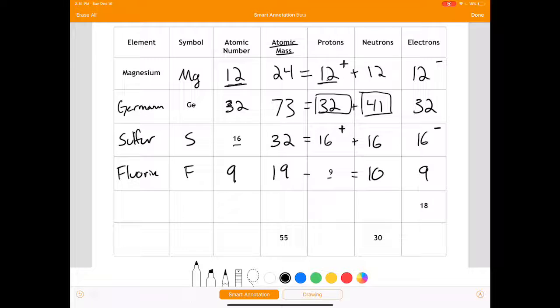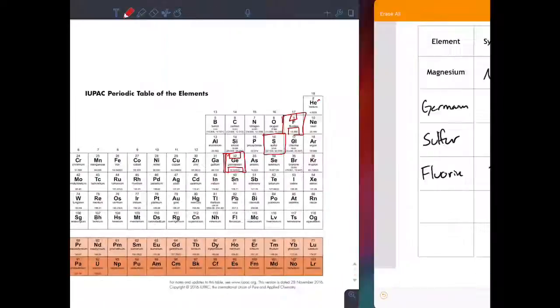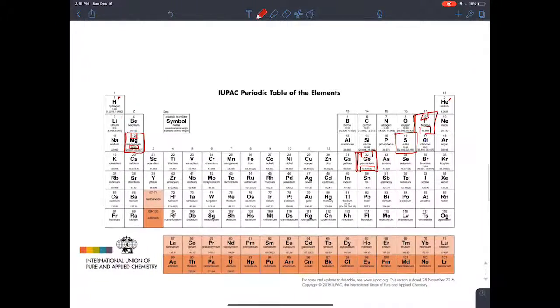Fluorine, F. Now over here all we're given is electrons, but if we know electrons, we know protons. If we know protons, we know atomic number. Let's find what has an atomic number of 18. Argon, right here.